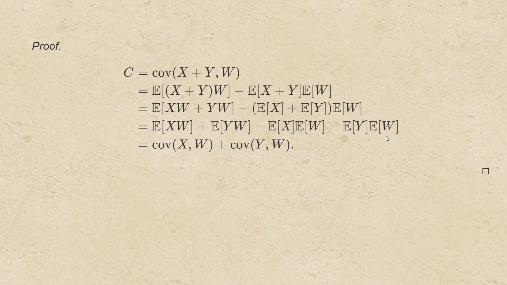But now we can just say that the first and the third term is the covariance of x with w, and the second and the fourth term is the covariance of y with w.